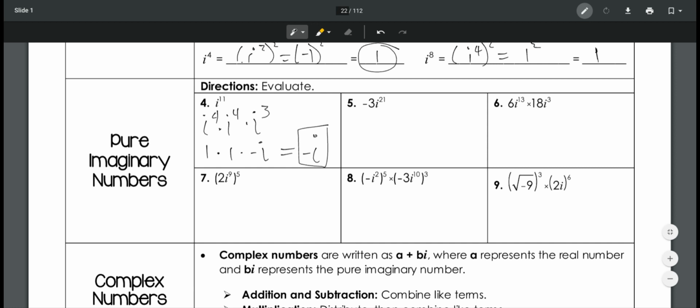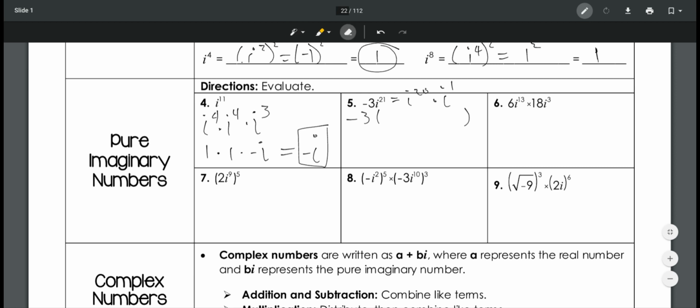Now, when it comes to number 5, -3 stays out in front, and then I have to break down that i to the 21st power. I'm going to do this one just a little bit different because that exponent is so large. I can break this down to i to the 20th times i to the first. That is still i to the 21st power. Now, I know that there are 5 fours in i to the 20th power.